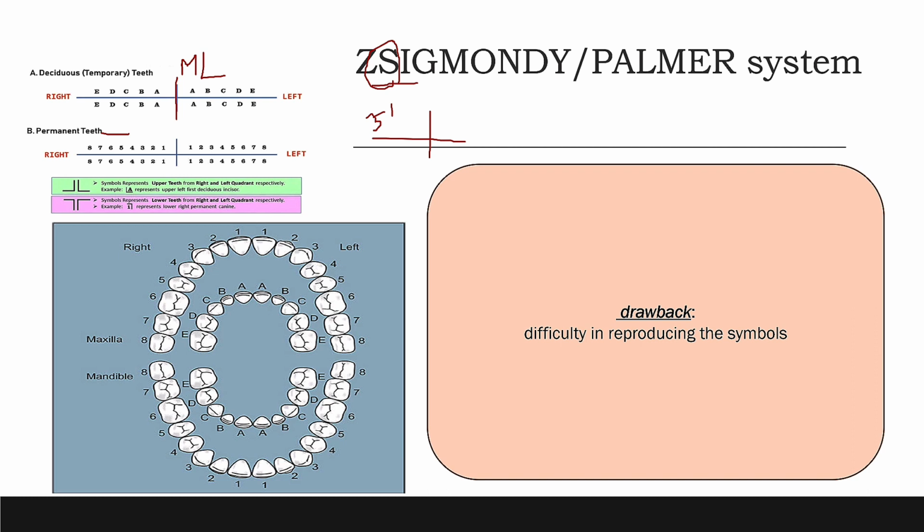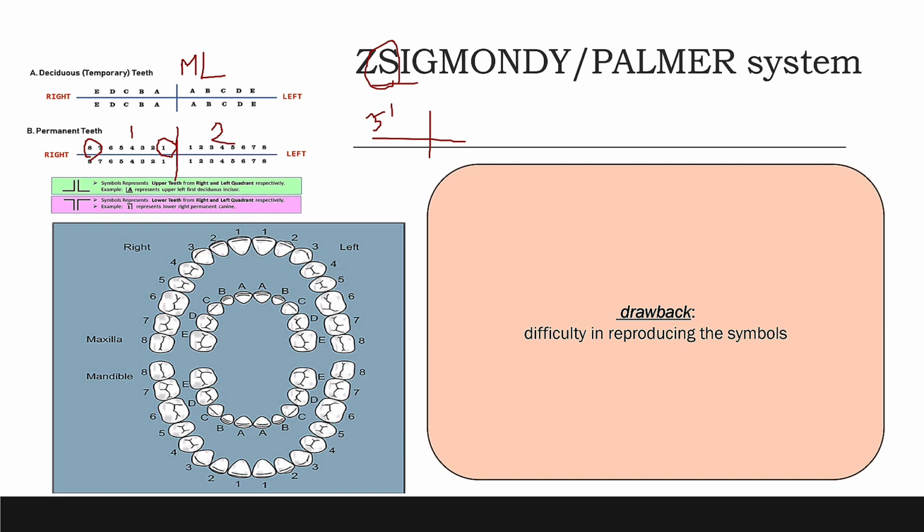First we will tell for permanent dentition. For permanent teeth, the numbering starts from the midline. This is the midline. The first number is given to the upper right central incisor as 1. Then lateral as 2, canine 3, 4, 5, 6, 7, and it goes up to the third molar as number 8. This was the first quadrant.